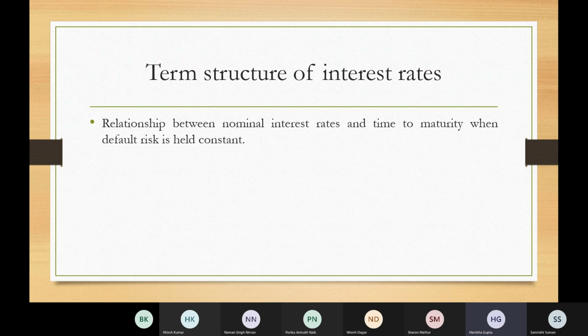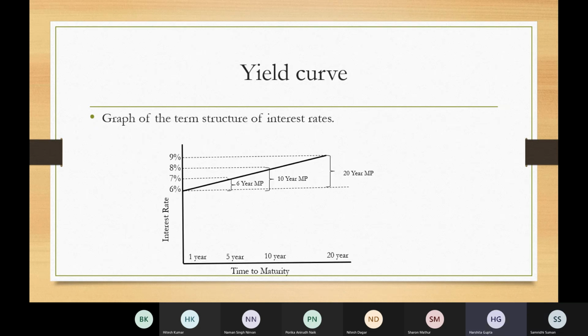Okay, so what is the term structure of interest rates? It is the relationship between nominal interest rate and time to maturity when default risk is held constant. This is the yield curve, where we take interest rate on the y-axis and time to maturity on the x-axis. 6% is the risk-free return rate, which is definitely going to be there. So the curve will go upward from there, depending upon how risky your bonds are or the time period of your bonds.